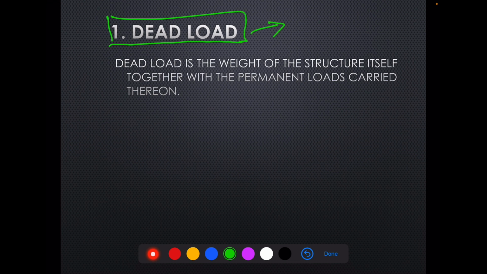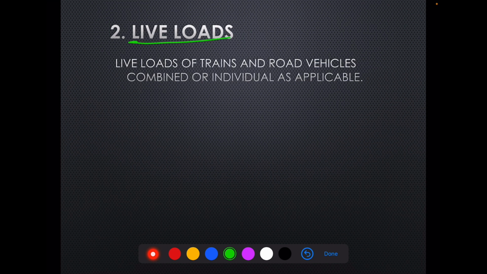So dead load. Dead load is the weight of the superstructure itself together with the permanent loads carried thereon. Live loads. Live loads of trains and road vehicles combined or individual as applicable. So if it is a rail cum road bridge, then we have to take care of both the live loads, that is train loads as well as road vehicle loads. And if it is only a railway bridge, then we have to take care of only the train loads.